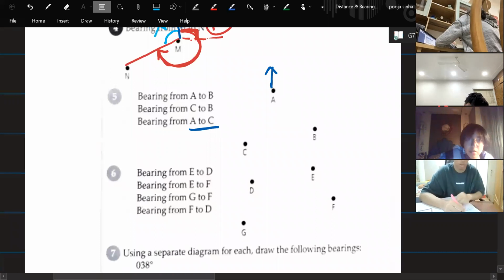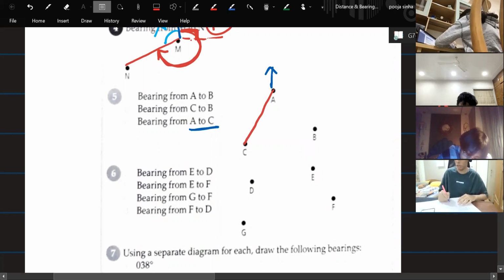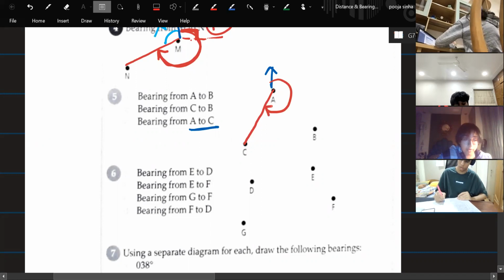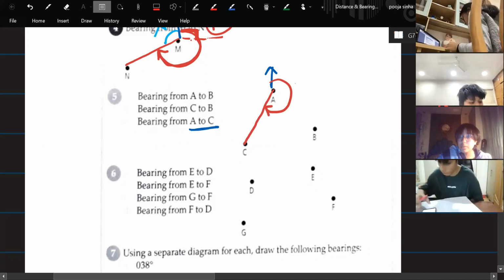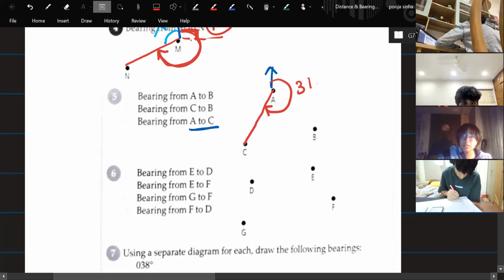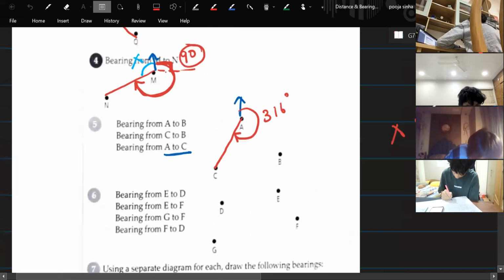Now, can you all do this question? Very important. Fifth question. How will you do from A to C? Fifth one, from A to C. So I made my arrow at A. So for A to C in anti-clockwise direction is going to be 44 degrees. So that will be 300 and something. 316. Yeah, 316. Very good. Right? Okay. Now, can we do D?